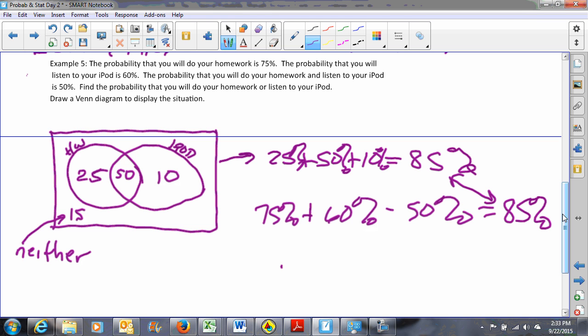Now we could also ask the question, what's the probability you'll do neither? What is the probability you will do your homework and not listen to your iPod? That's 25%. What's the probability that you will listen to your iPod and not do your homework? According to this Venn diagram, that's 10%.